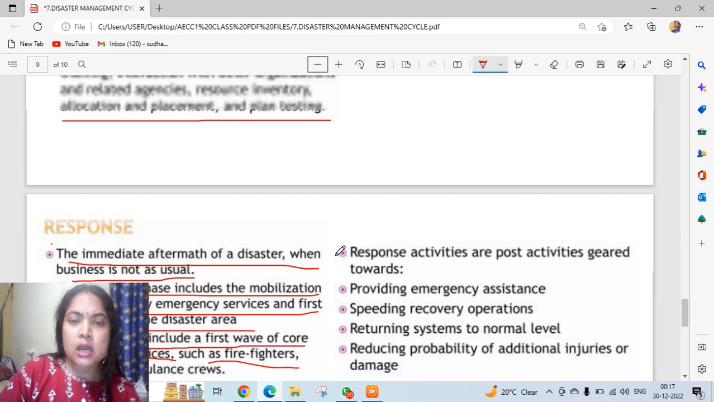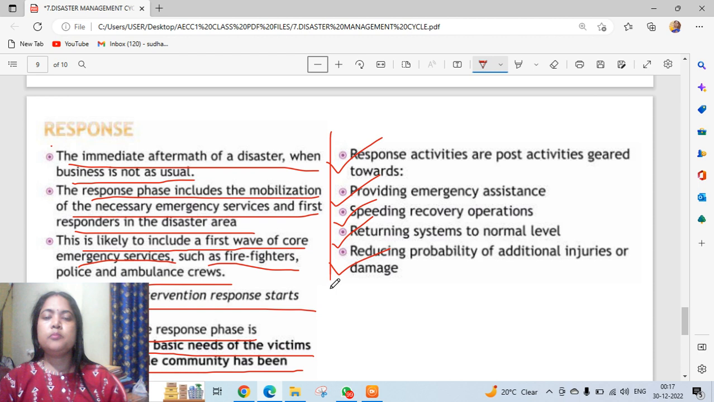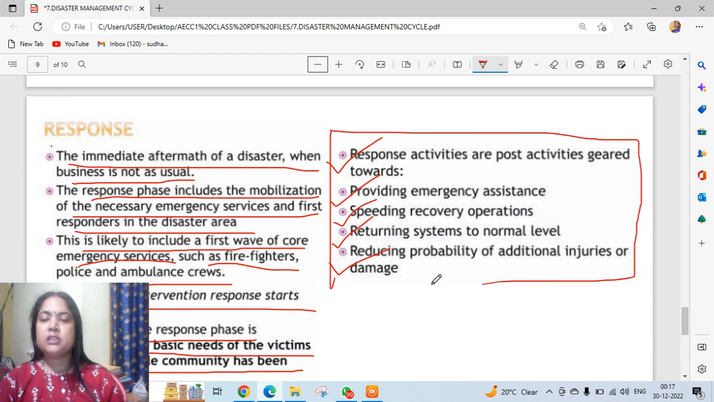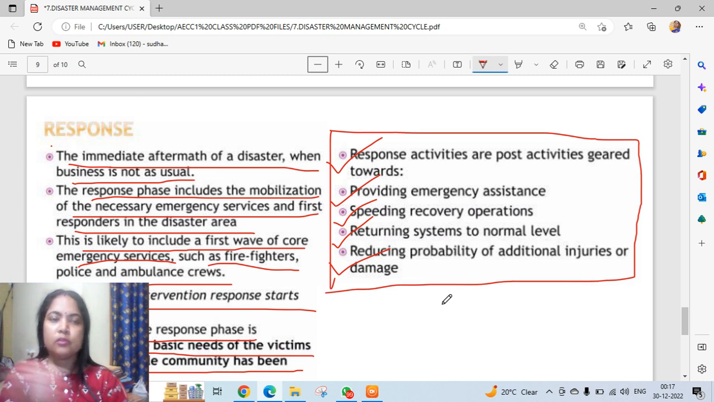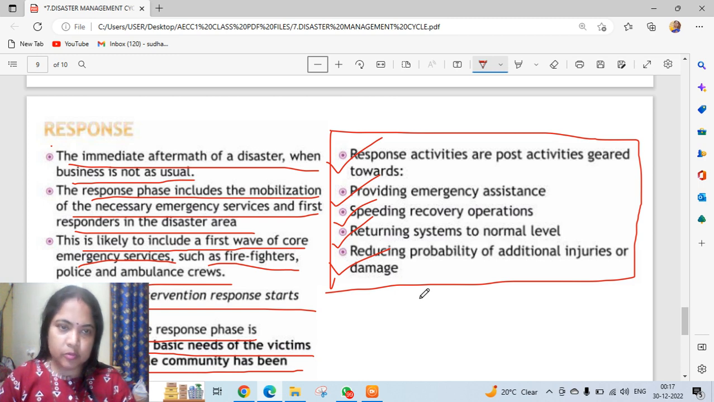So as a gist, we can say that response activities are post-disaster activities geared towards providing emergency assistance, speeding recovery operations, returning systems to normal level, then reducing the probability of additional injuries or damage. Okay, so this is the important short discussion regarding the response phase. You can make your notes from this, you will get good content for your upcoming examination.